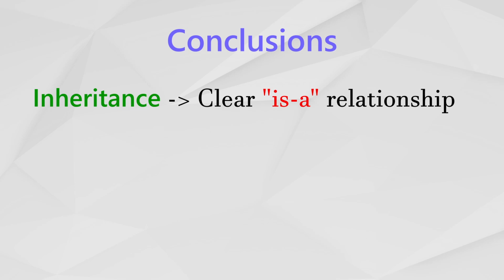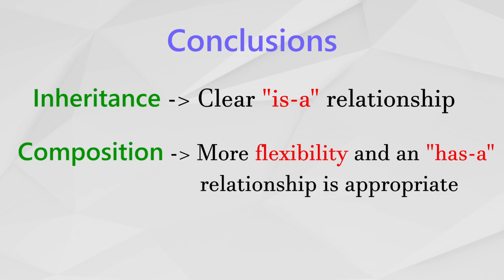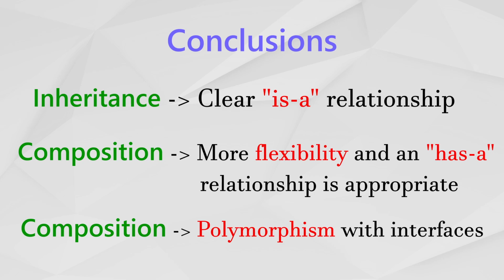Use inheritance when an evident is-a relationship exists. Favor composition when a has-a relationship is suitable and you want more flexibility. If you don't have a clear is-a relationship and you need polymorphism, use composition with interfaces. Ultimately, the decision between composition and inheritance will depend on the type of application you're building.